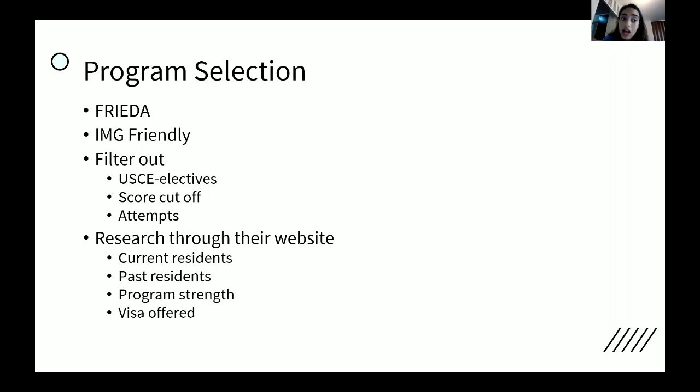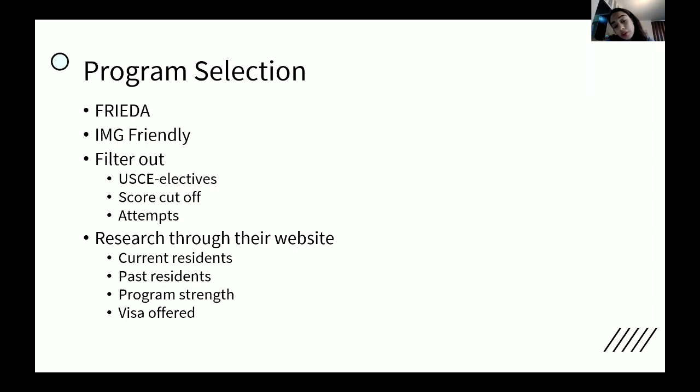FRIDA lists this out very well. They'll show you about 99% IMG friendly, or they'll show you 0% IMG friendly. It's always better to apply into IMG friendly programs. No matter what your scores are, some people might have really, really good scores, but you need to know that some programs are just not cut out for them. So they are not friendly to international medical graduates.